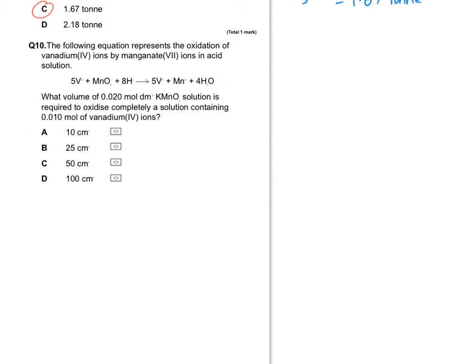The following equation represents the oxidation of vanadium 4 ions by manganate 7 ions in acidic solution. Don't worry too much about the fact it's quite a complicated equation. We're only using it to work out volumes and concentrations. So as long as we've got a balanced equation, that's all we need. Okay, so the question tells us how many moles of vanadium ions we've got. So we can use that to work out the moles of the manganate ions, because in the equation you can see that it is a 5:1 ratio.